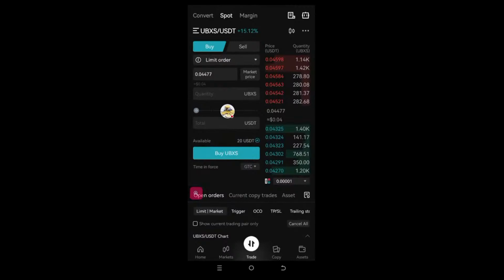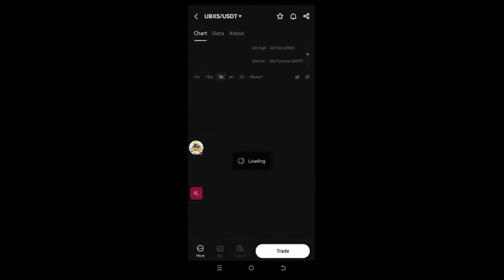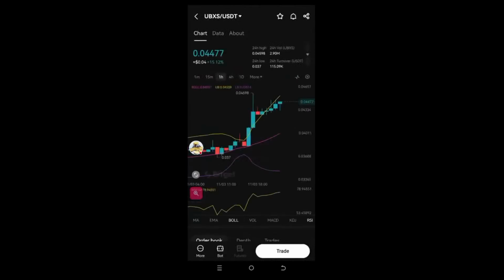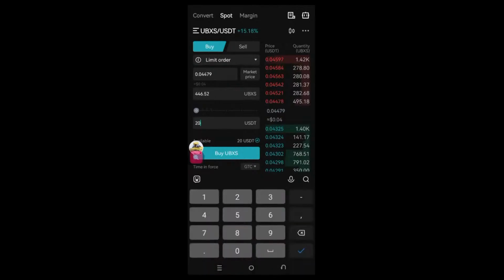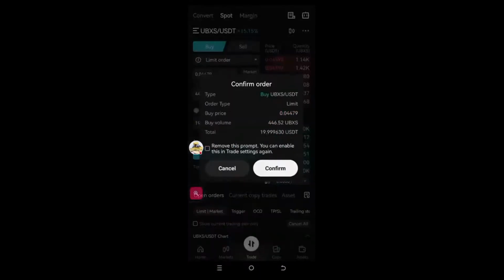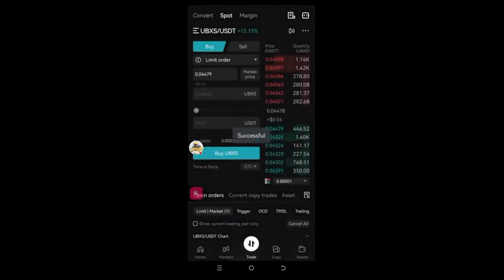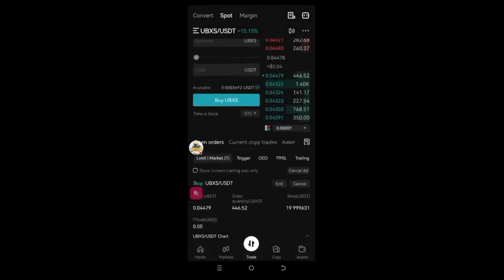4521 is the next highest. I don't think I want that. Let's see. This is 4477. The next price is 4479. Let's see if it will go or put us in the queue. I don't know. Let's see whether it's going to put us in the queue or it's going to get bought. Looks like we're in the queue already.